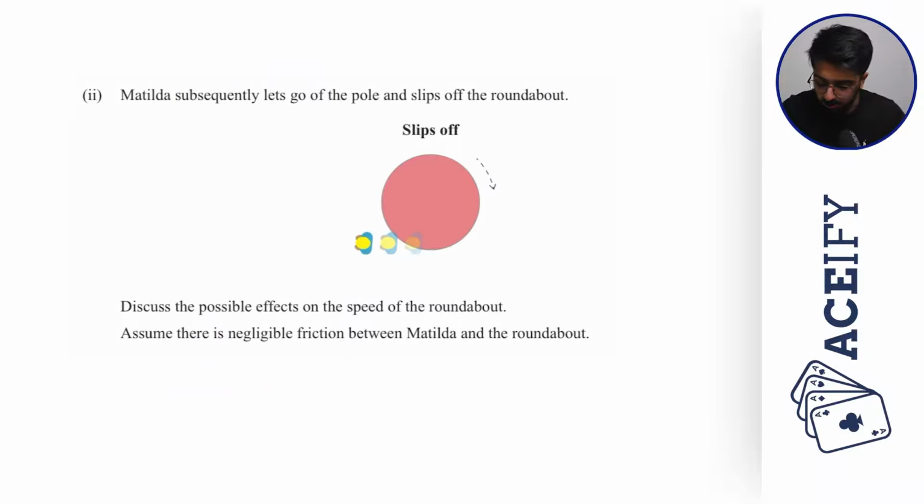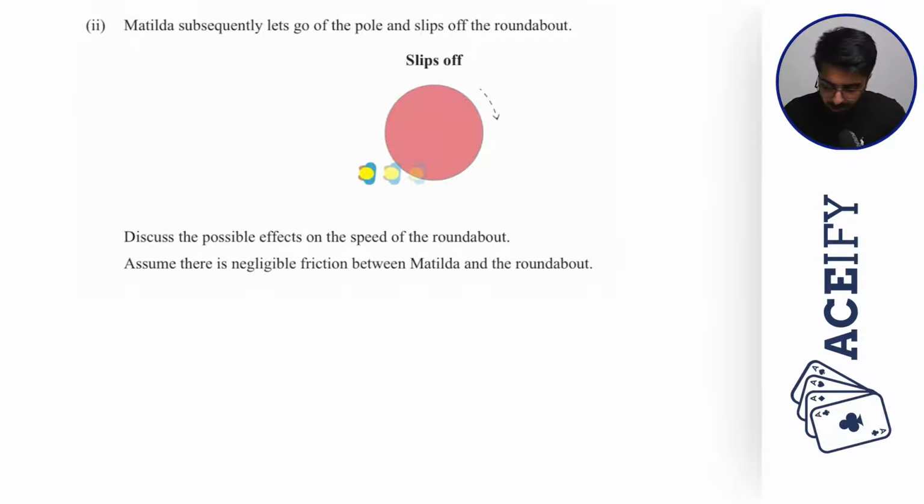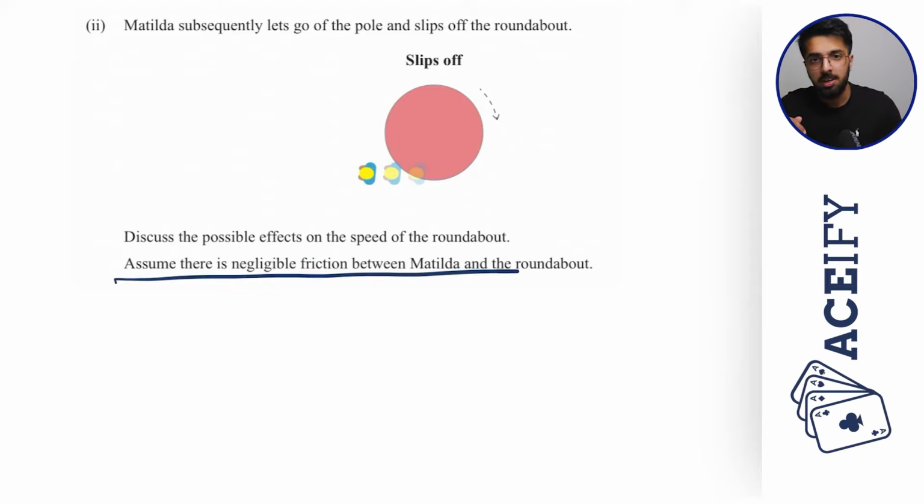Matilda lets go of the pole and slips off the roundabout. Discuss the possible effects on the speed of the roundabout. Assume there is negligible friction between Matilda and the roundabout. Now, the clue of this question is that Matilda and the roundabout have no friction between each other. And so what that means is that there is no force between Matilda's foot and the roundabout.